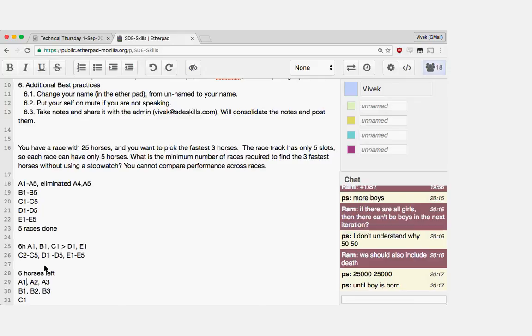But you already know what the fastest one is, right? Because A4, A5 is eliminated. In the first race you eliminated A4, A5. Yes, but you also know which is the fastest one because it's also race 6, so you can eliminate that also and then run. Let's say A1 won the 6th race also, right? Correct. So A1 is in. You know that A1 is in.